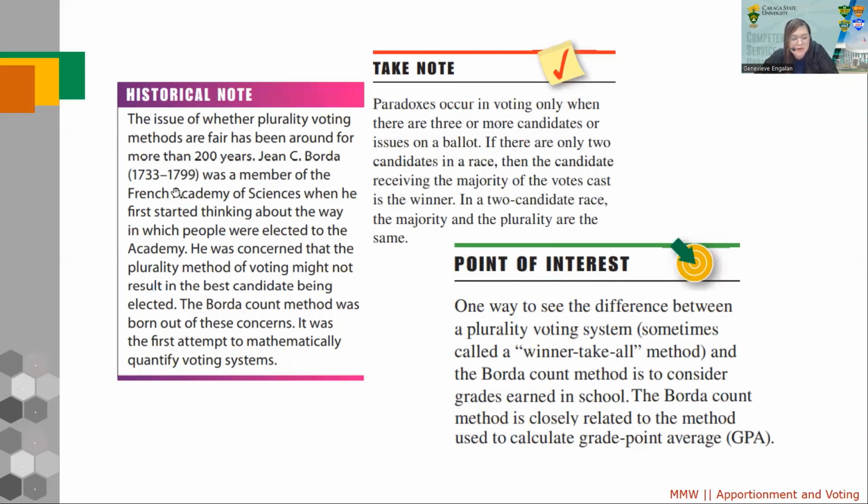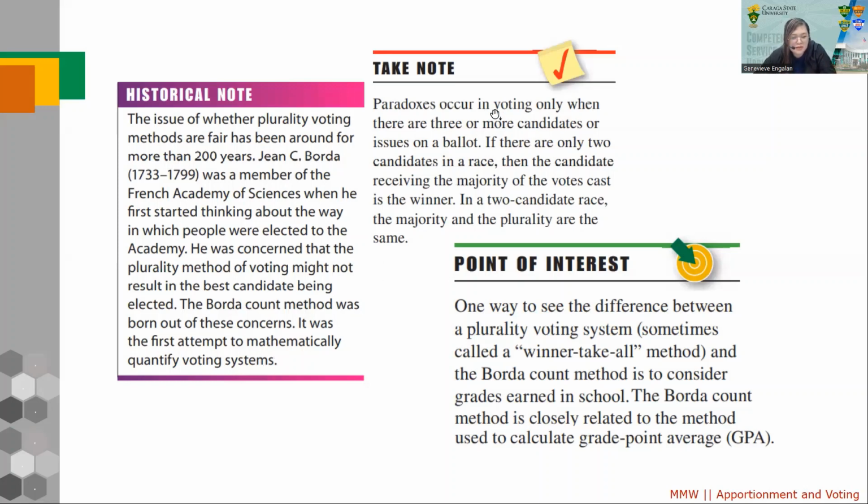So Jean-Charles de Borda was a member of the French Academy of Sciences when he started thinking about the way in which people were elected to the Academy. He was concerned that the plurality method of voting might not result in the best candidate being elected. The Borda count method was born out of these concerns. It was the first attempt to mathematically quantify voting systems.